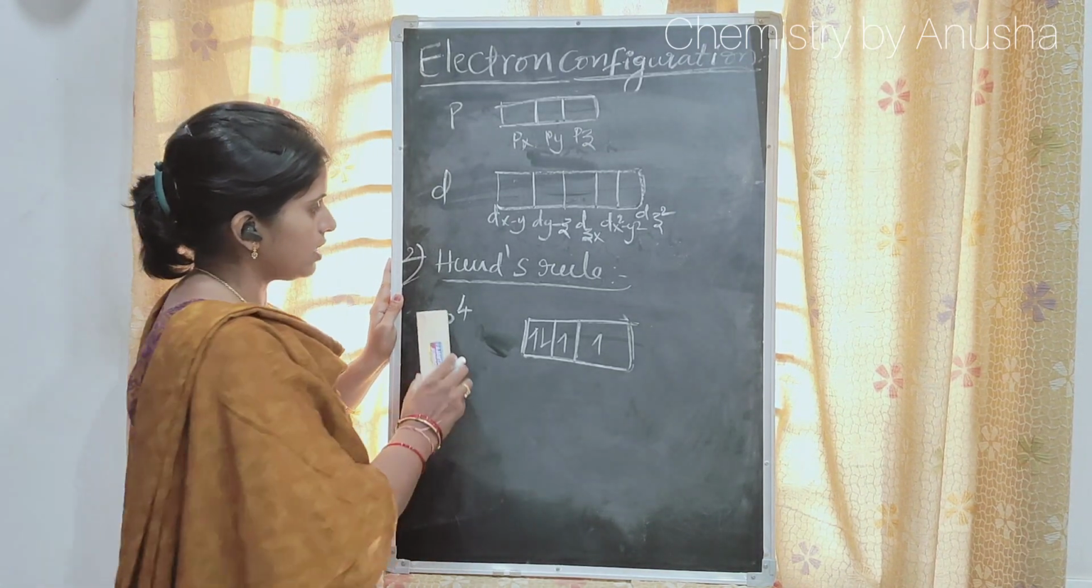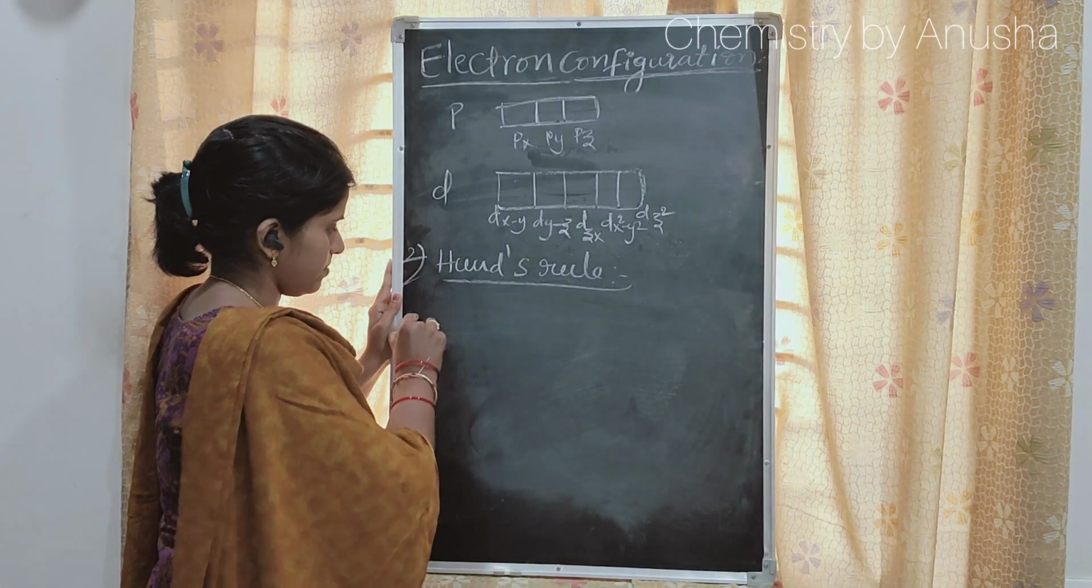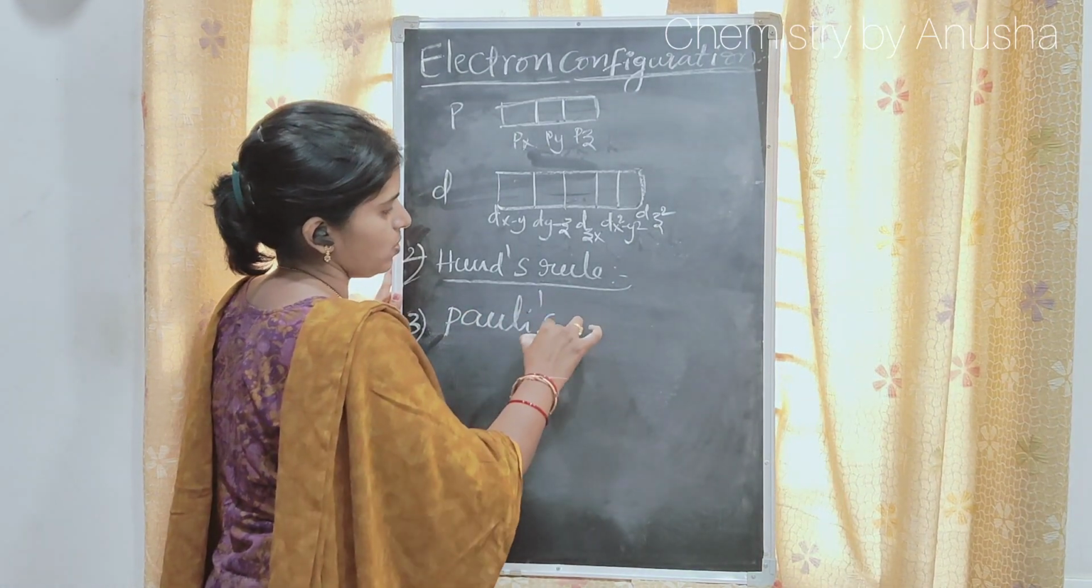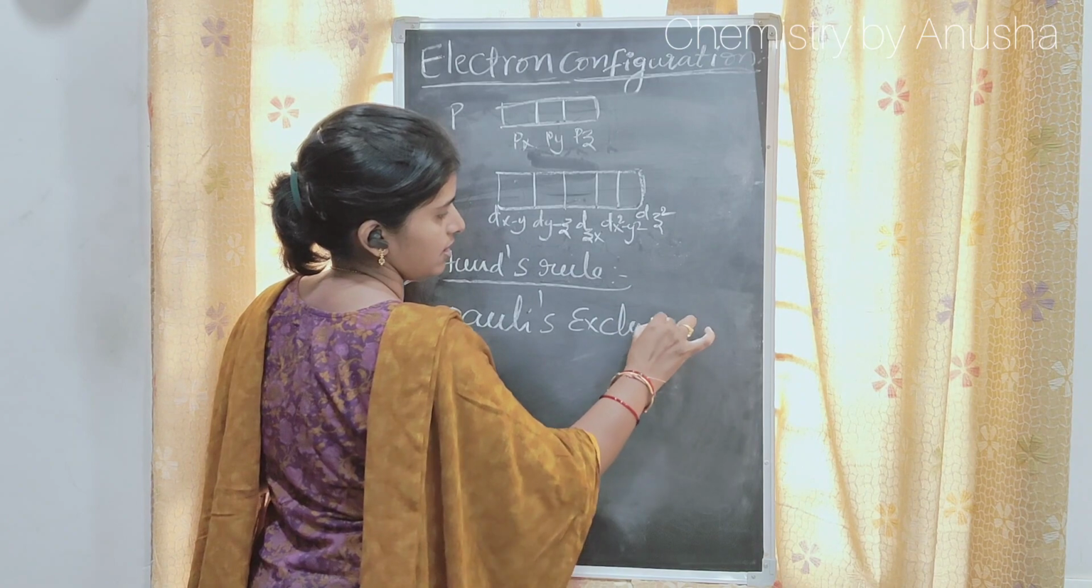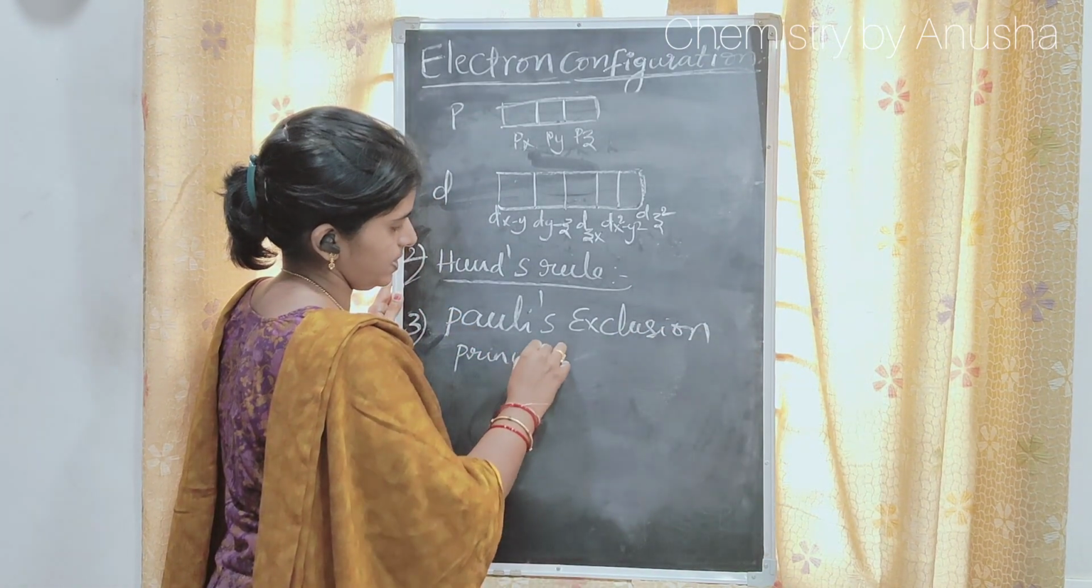After Hund's rule, the third rule is Pauli's exclusion principle.